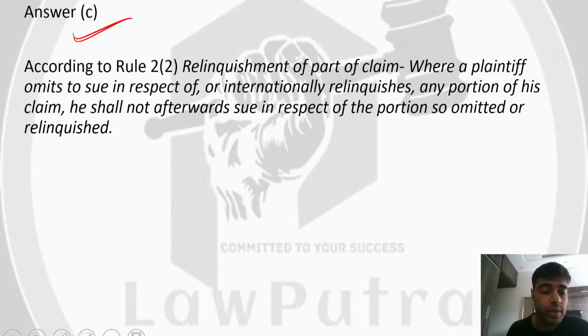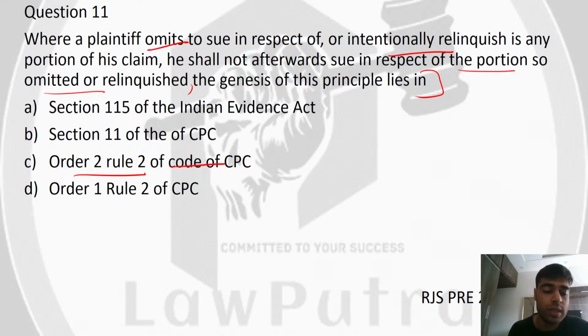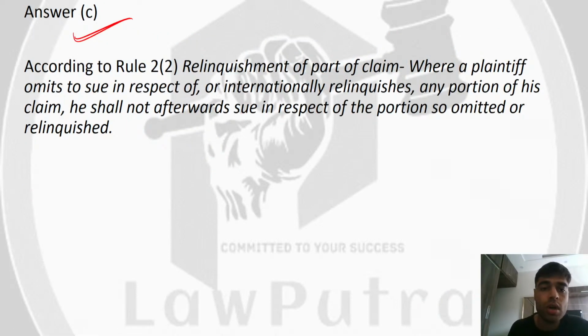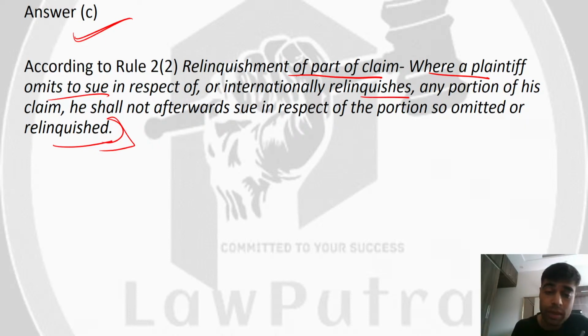Let's see what option C is. Order 2 Rule 2 of CPC. Order 2 Rule 2 says the relinquishment of part of the claim: where a plaintiff omits to sue in respect of or intentionally relinquishes any portion of his claim, he shall not afterwards sue in respect of the portion so omitted or relinquished. So if he fails to sue for a particular claim, either intentionally or unintentionally, he will not be allowed to do so afterwards, because the court will deem that the person has waived his right to sue for that particular portion. This waiver concept is also in the Contract Act.